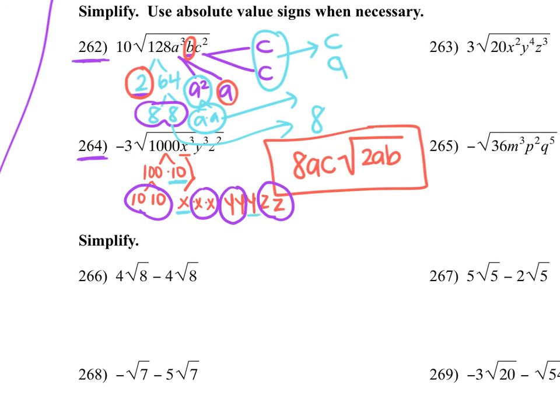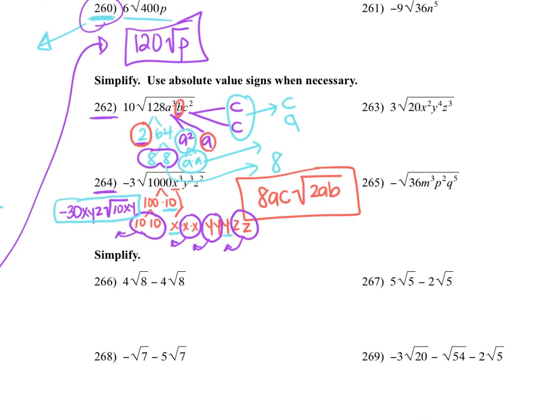Okay, so out of this couple, 1 comes out, 1 comes out, 1 comes out, 1 comes out. So I have the -3 times the 10, which is -30. And then I have x, y, z, square root of my loners. My loners were 10, x, and y. And this would be my answer. Okay, so hopefully now you know how to simplify.